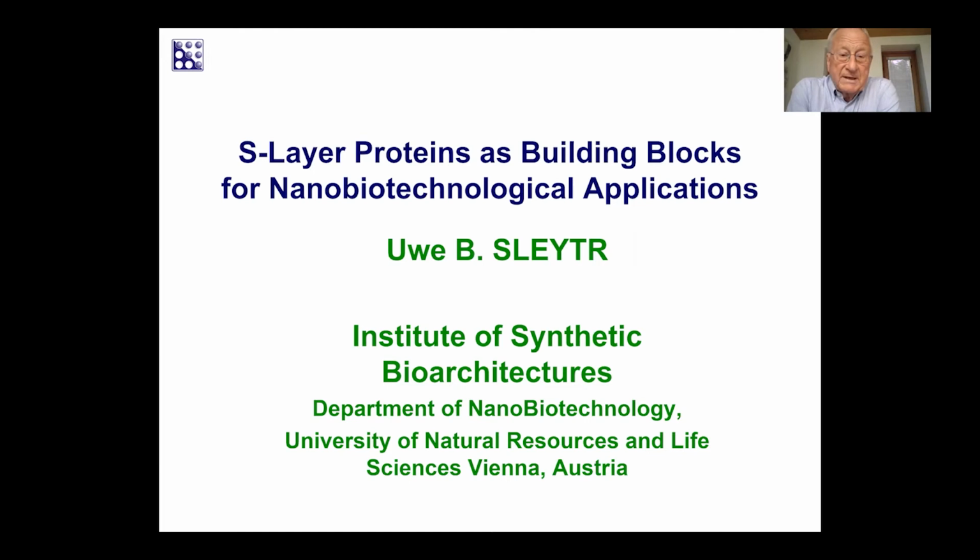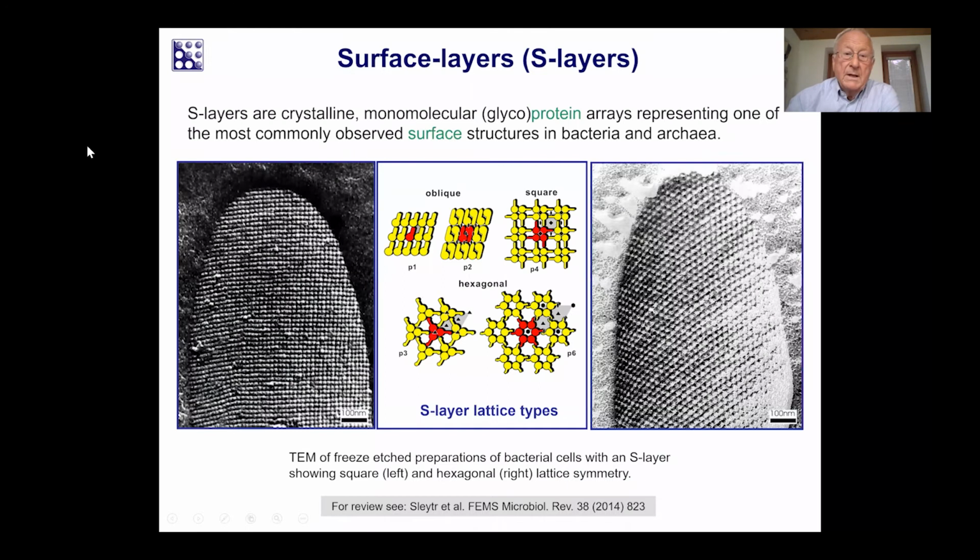I'm going to talk about S-layer proteins as building blocks for nanobiotechnology applications. Our surface layers, the abbreviation is S-layers, are crystalline monomolecular protein or glycoprotein arrays, representing one of the most commonly observed surface structures in bacteria and archaea.